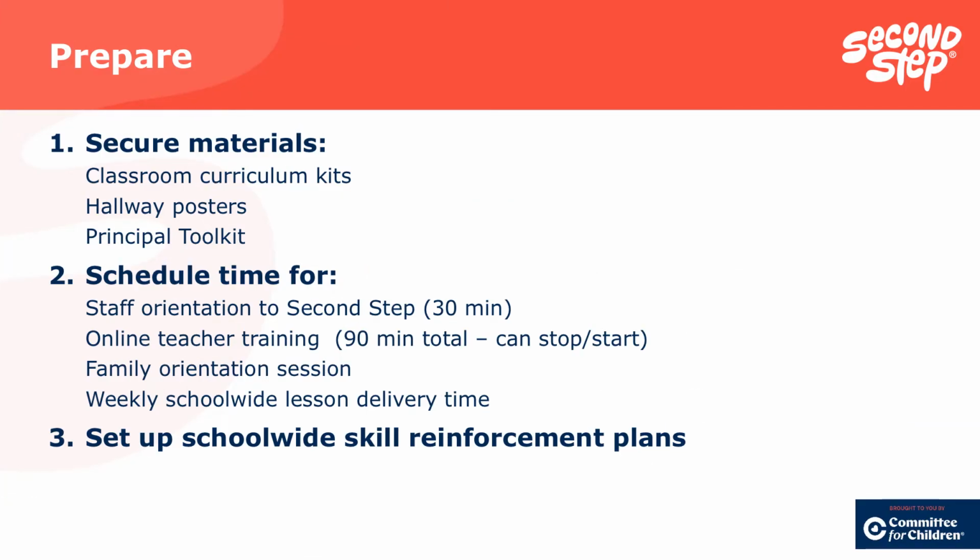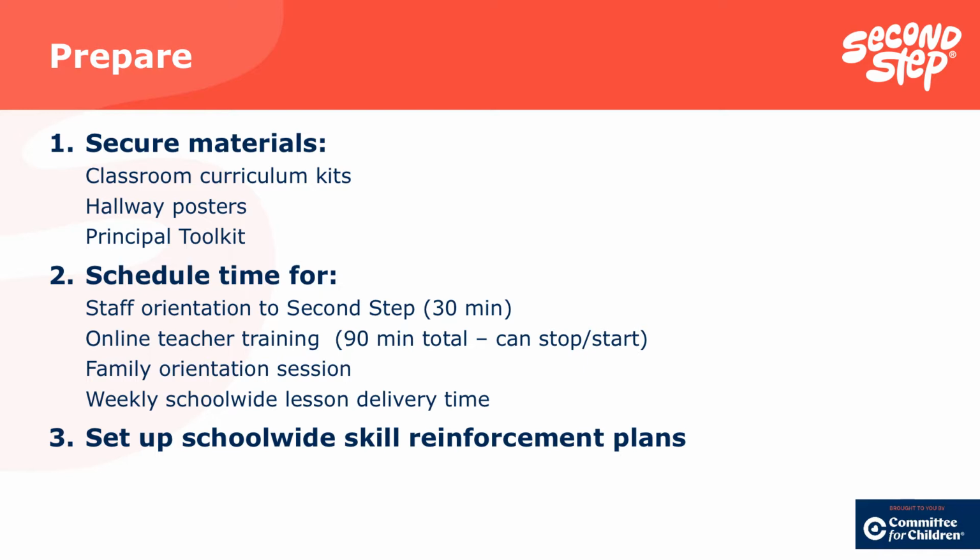Okay, moving to another implementation task, which is the prepare task. These are some really core things, just activities that need to happen. One is obviously to secure the materials, including the classroom curriculum kits, the hallway posters, as you're thinking about broadening out to a whole school implementation, and then the principal toolkit, which again is a supplementary item that you can purchase to support your school-wide efforts with Second Step.